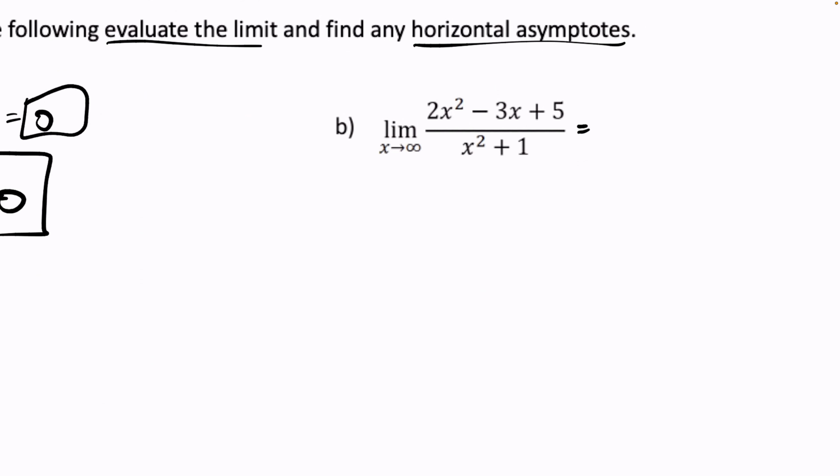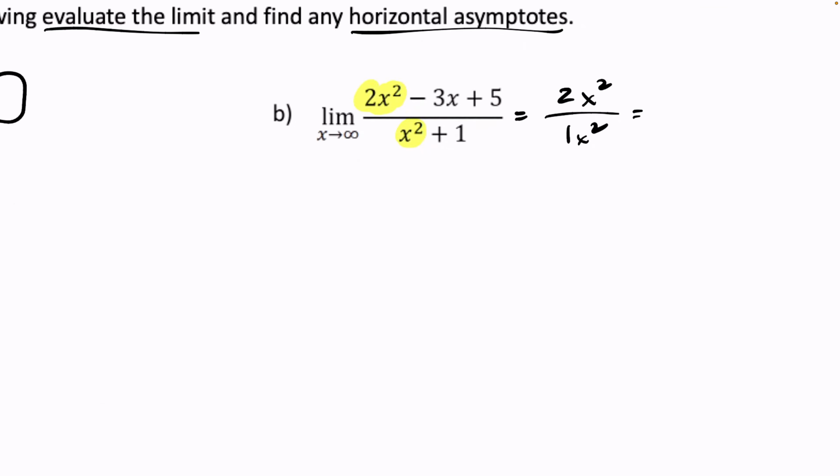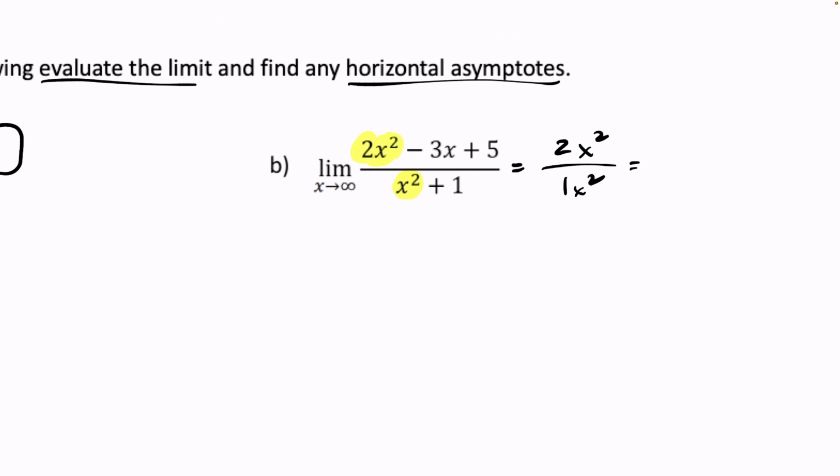Bottom heavy, top heavy, equally distributed. Equally distributed. So what do we got? What are the big dogs? 2x squared and 1x squared, right? So equally distributed means a fraction of the leading coefficients, right? So the leading coefficient is 2, positive 2 over positive 1, which is just positive 2.